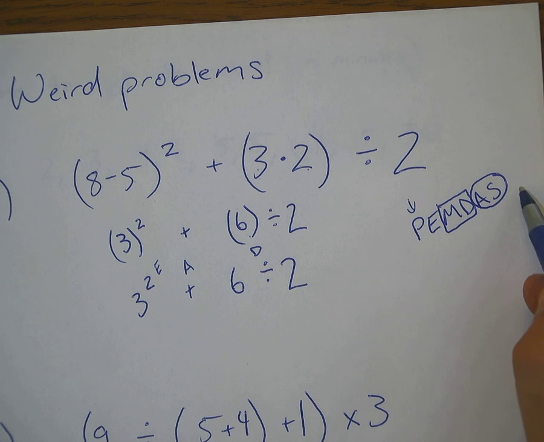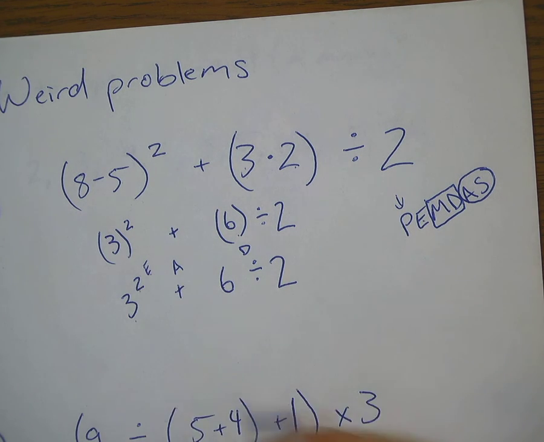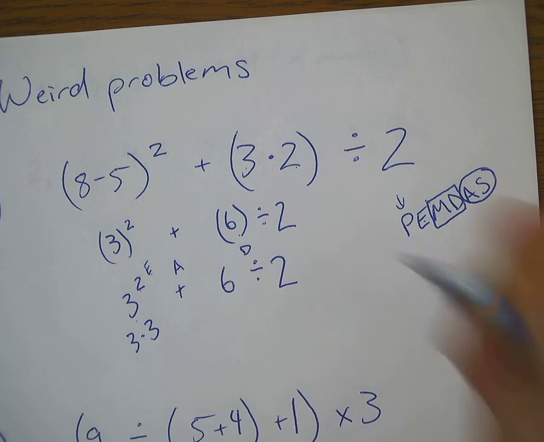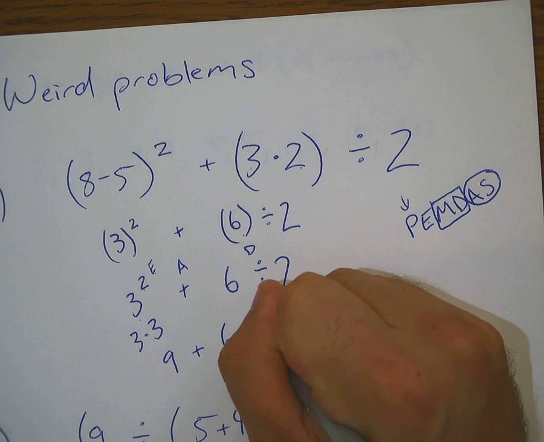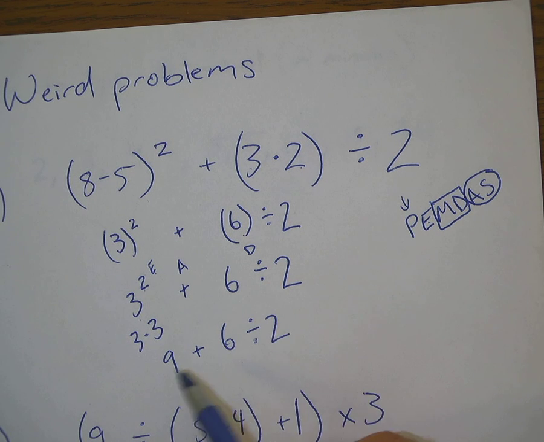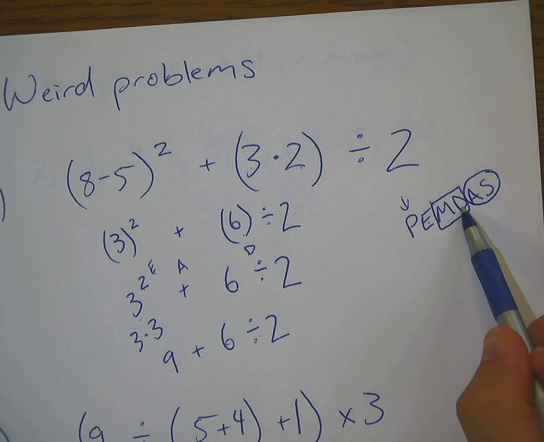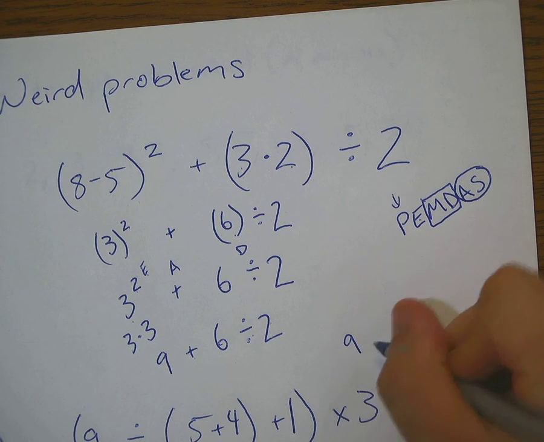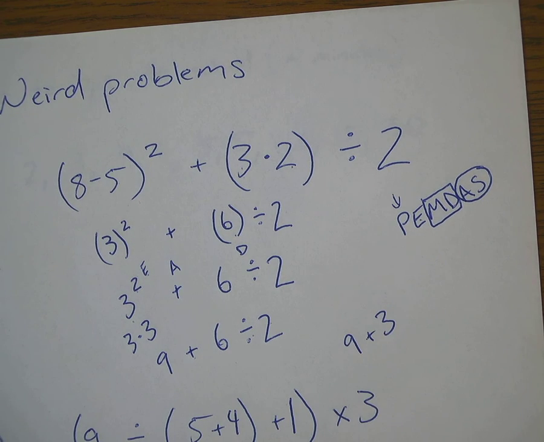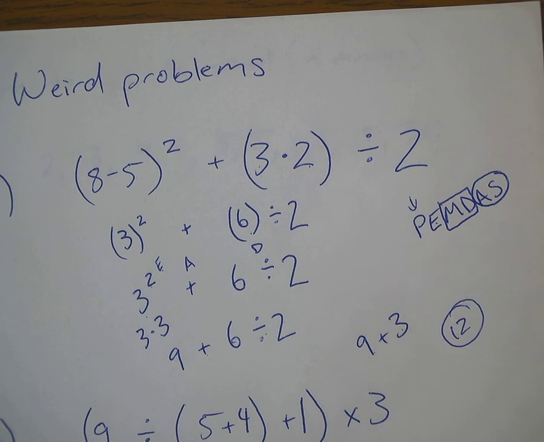Looking at PEMDAS, what am I going to do first? Well, the first thing that I see is an exponent. 3 squared, that's like saying 3 times itself. 3 times 3 is 9. All right, now all I have is addition and division. Well, according to PEMDAS, division happens first. So we're going to do 6 divided by 2, and 6 divided by 2 gives me 3. All right, last operation. 9 plus 3 is 12.